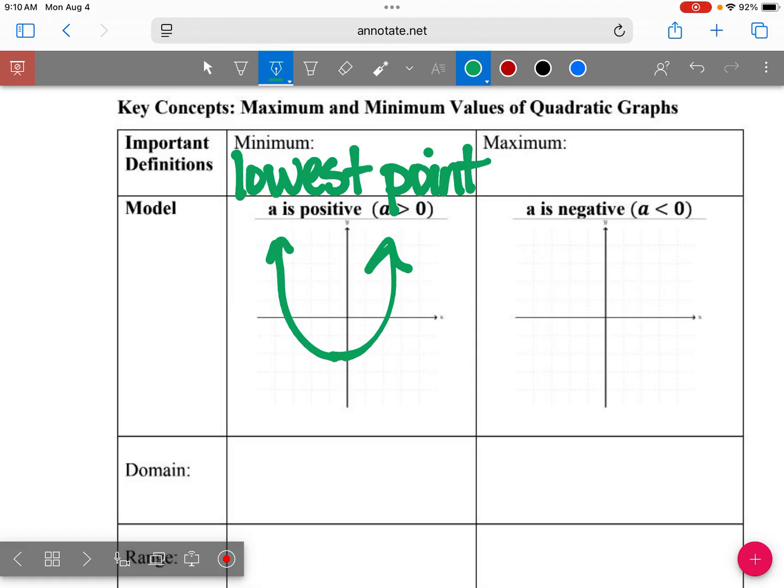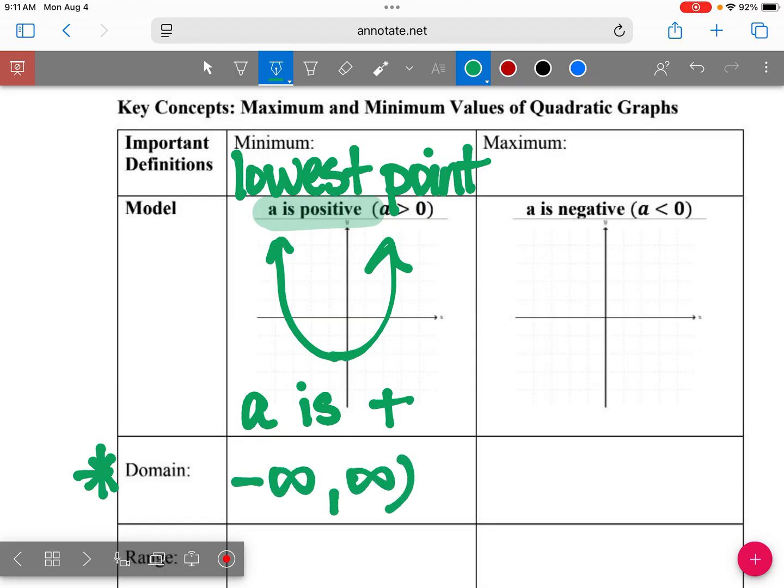Now, this only happens when A is positive. If A is positive, and it says it at the top, but I don't know if you can see it, it's going to look like a smile. Now, your domain will never change. This never changes. It's going to be all real numbers. And remember, from Friday, we learned that that's how we're going to say all real numbers.